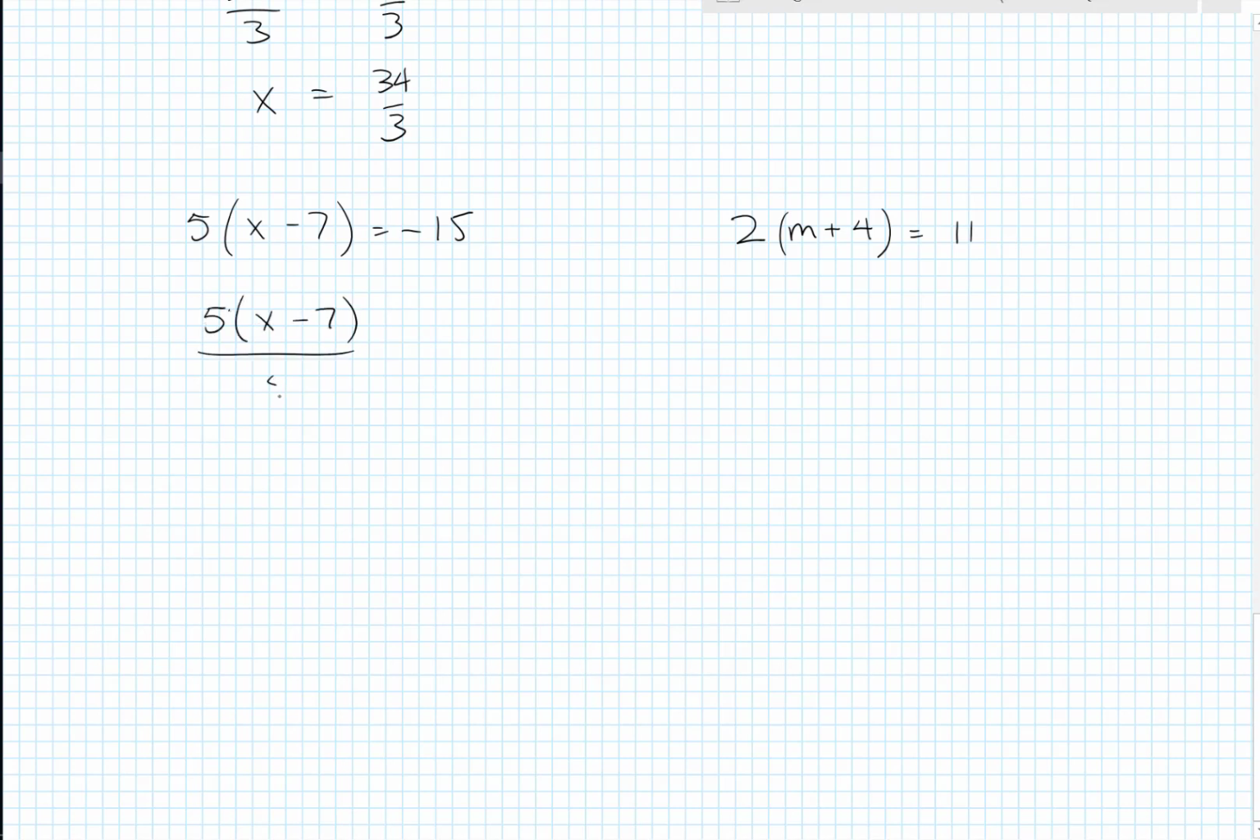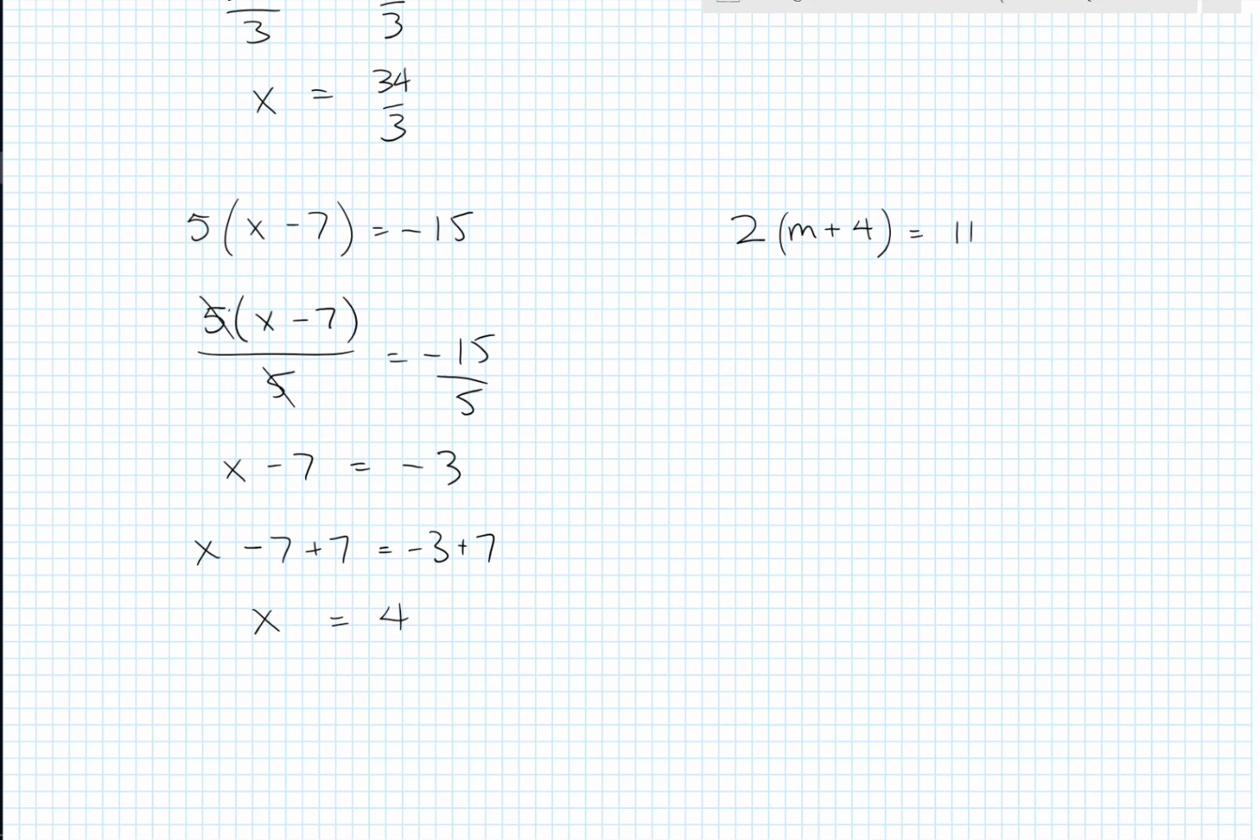If I divide the left-hand side by 5, I sort of save myself some effort here. I've got to do the same thing to the right-hand side. So the 5's cancel out, and I'm just left with x minus 7. And the minus 15 over 5 simplifies to an integer, minus 3. And now all I have to do is add 7 to both sides. And I end up with x equal to 4. I can check that to make sure that it works. I plug it into the original equation. 4 minus 7 is negative 3, times 5 is negative 15.